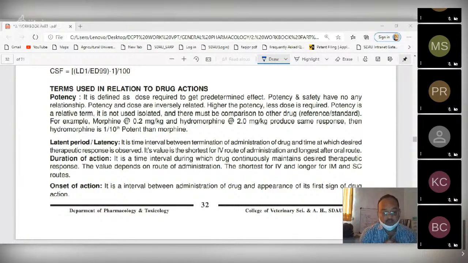Now duration of action: it's a time interval during which the drug continuously maintains the desired therapeutic response. It is a period during which the drug continuously maintains the desired therapeutic effect. The length of the duration of action depends on the route of administration. The duration of action is very short with subcutaneous. Onset of action, we have already discussed in the previous class.